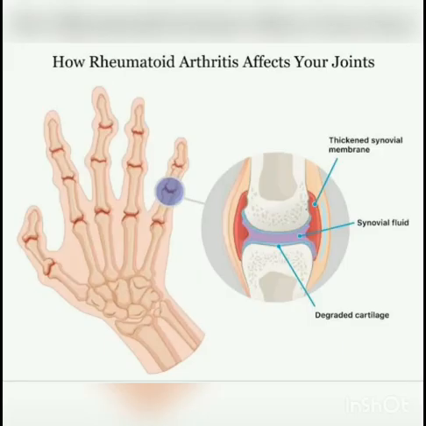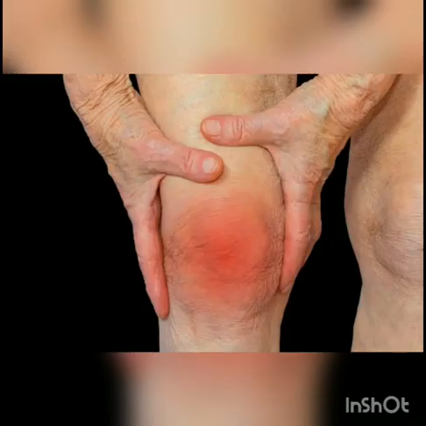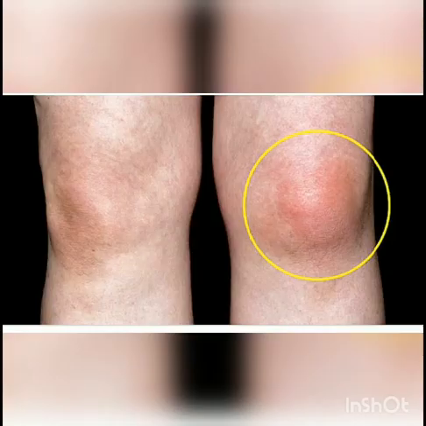Rheumatoid arthritis. The synovial membrane become inflamed. The synovial membrane is present in between the two joints, right? So the synovial membrane become inflamed and there is an accumulation of fluid in the joints. The joints swell and become extremely painful. It can begin at any age, but symptoms usually emerge before the age of 50.